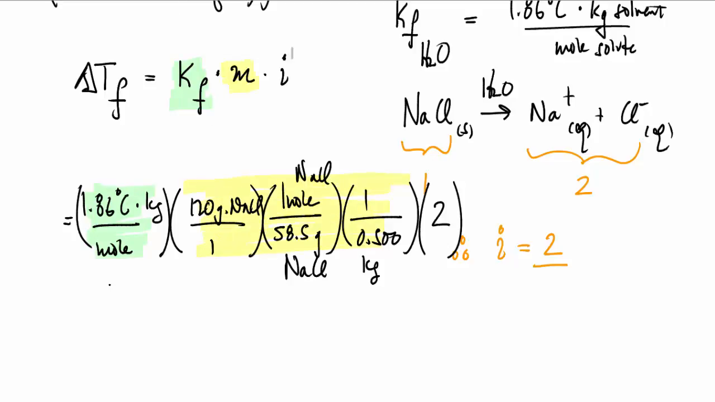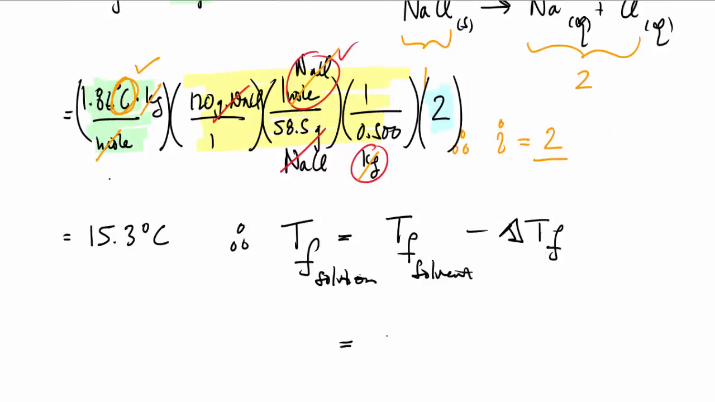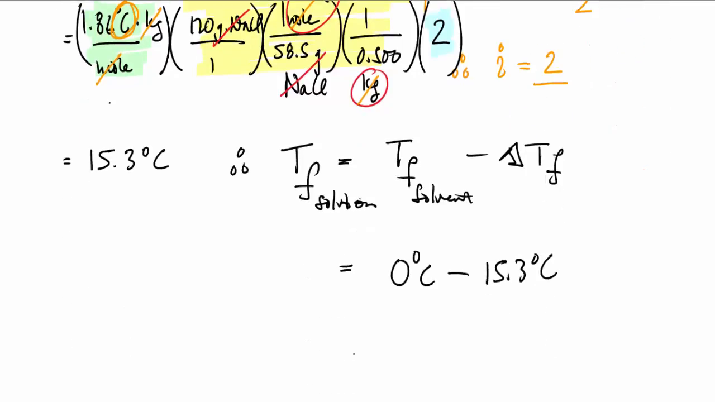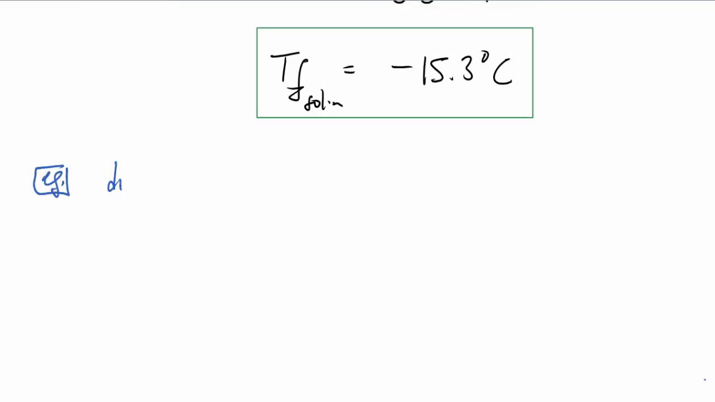Notice the yellow here is the molality, i, the van 't Hoff ratio, in blue. Check all the units, and we wind up that the change in the freezing temperature will be 15.3 degrees Celsius. That is to say, the freezing temperature of the solution is the solvent's freezing temperature minus ΔTf. Remember, the freezing temperature will go down, and 0 minus 15.3 degrees Celsius is negative 15.3 degrees Celsius. So this solution will have a significantly reduced freezing temperature.